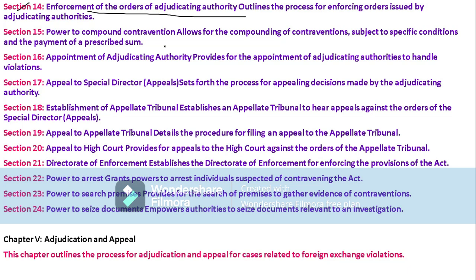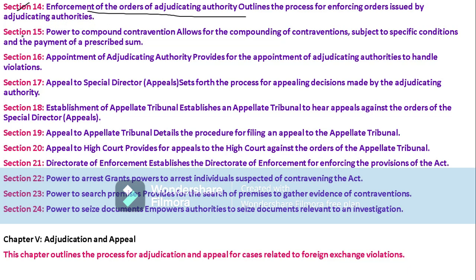So all those contraventions and penalties will be enforced by the adjudicating authority. So adjudicating authority will be the Director General, okay. The Director General will be the adjudicating authority, and he will on his behalf appoint some officers to see all those aspects, okay. So there is enforcement of orders of adjudicating authority which oversees these authorized persons' contraventions and penalties.